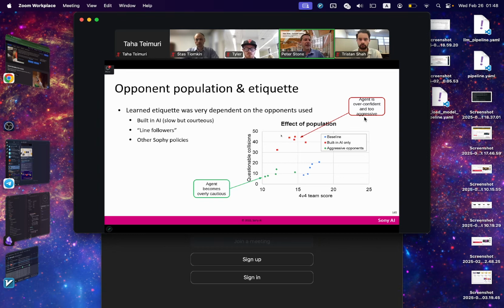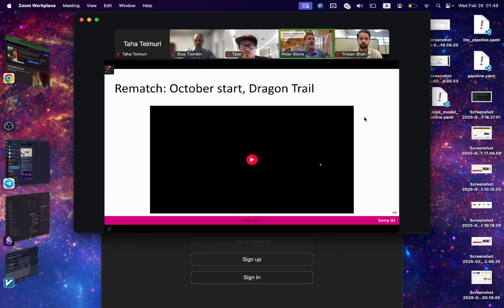And so we found that if we trained just against the built-in AIs, we ended up with a very aggressive agent that was overconfident. If we only trained against aggressive opponents, it became overly cautious. But if we got the right mix of the built-in AIs, some line followers that we hand-coded, and then other GT Sophie policies, that's how we got the best mix of being both sportsmanlike and fast.